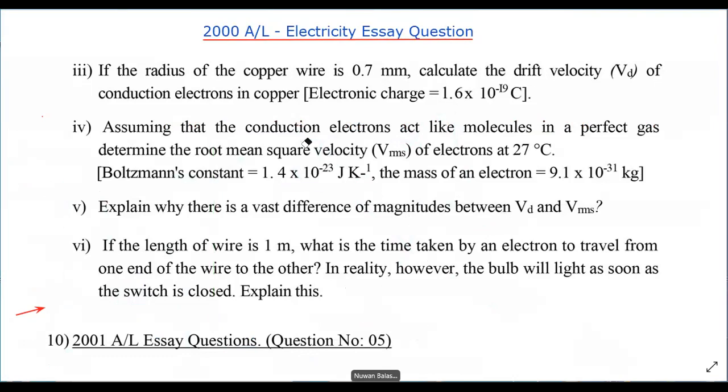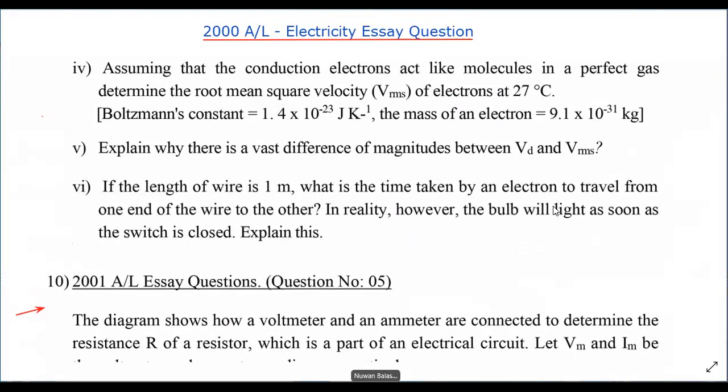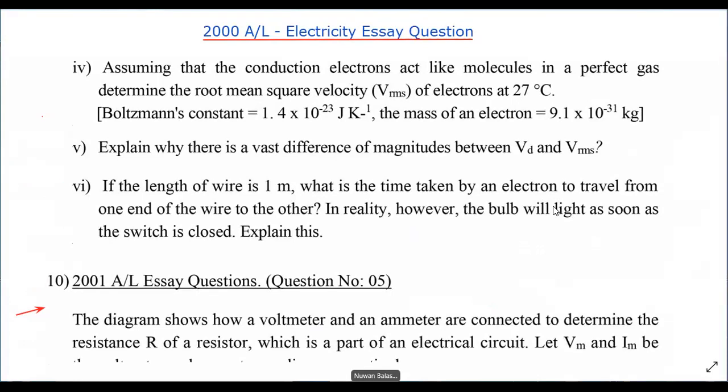Right. Now, we are going to go to Roman number 4. Somebody unmute the mic and read Roman number 4. Start.